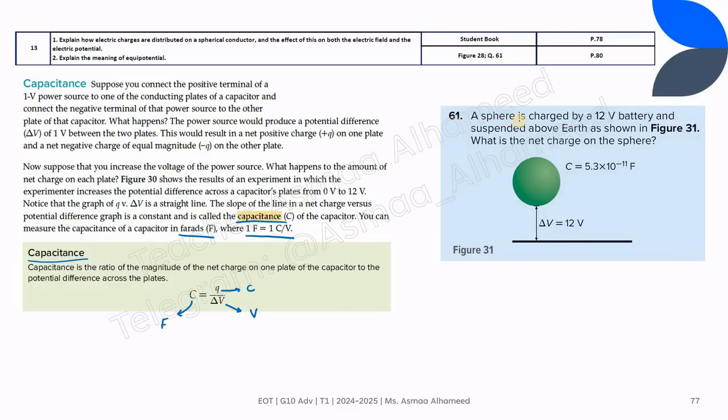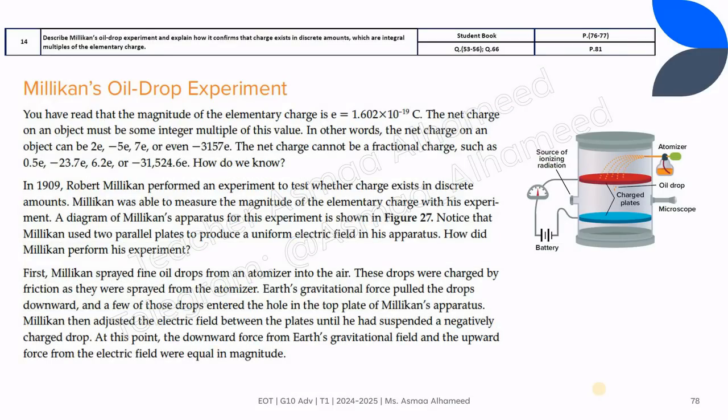So here is question 61. A sphere is charged by 12 volt, so this is delta V, and suspended above Earth as shown in the figure. What is the net charge Q on the sphere if you have C, which is the capacitance, and this is your delta V? So we say C is equal to Q over delta V. Do I have C? Yes, it is 5.3 times 10 to the power minus 11, and Q is unknown and delta V is 12. So we do shift solve and you get Q equals 6.4 times 10 to the power minus 10 coulomb.